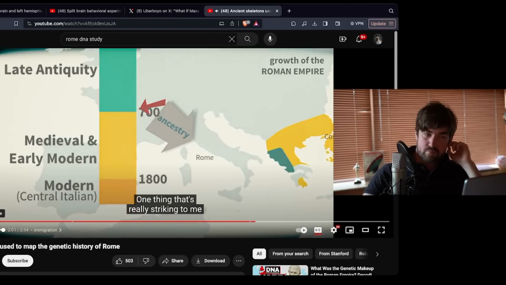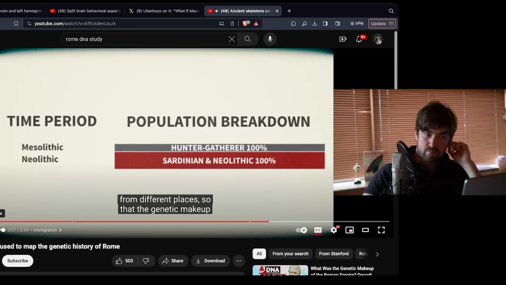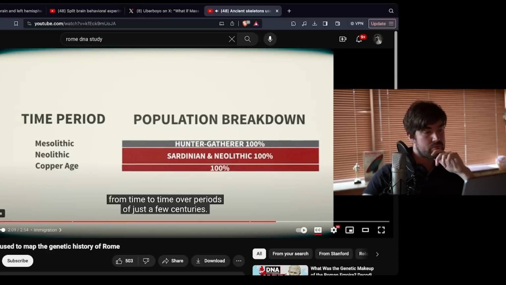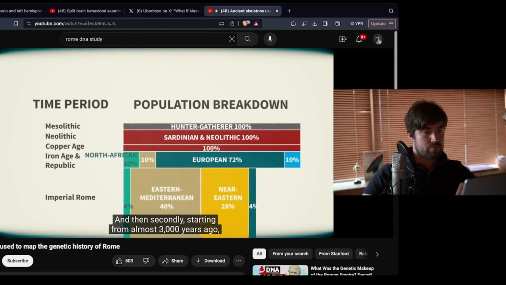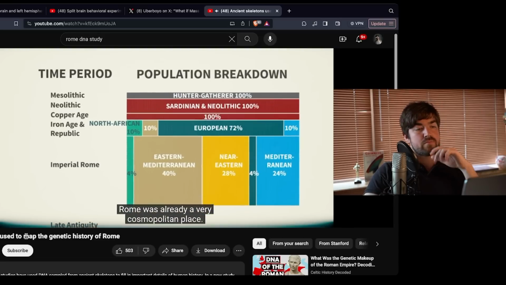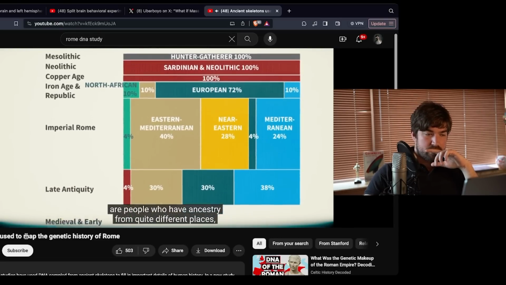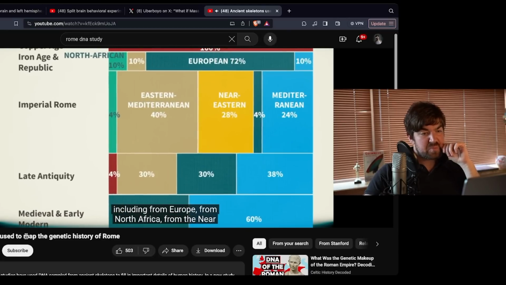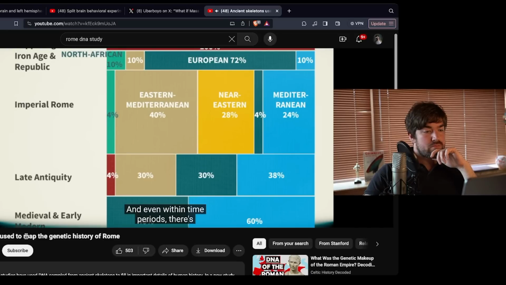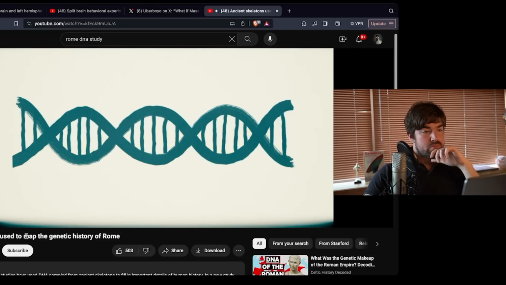One thing that's really striking to me is how much immigration there was at different times from different places, so that the genetic makeup of the population is shifting significantly from time to time over periods of just a few centuries. And then secondly, starting from almost 3,000 years ago, Rome was already a very cosmopolitan place. So living side by side in the same population are people who have ancestry from quite different places, including from Europe, from North Africa, from the Near East. And even within time periods, there's a lot of mixing of different kinds of people. So it's kind of like Rome was a melting pot, even going back very far into the past.